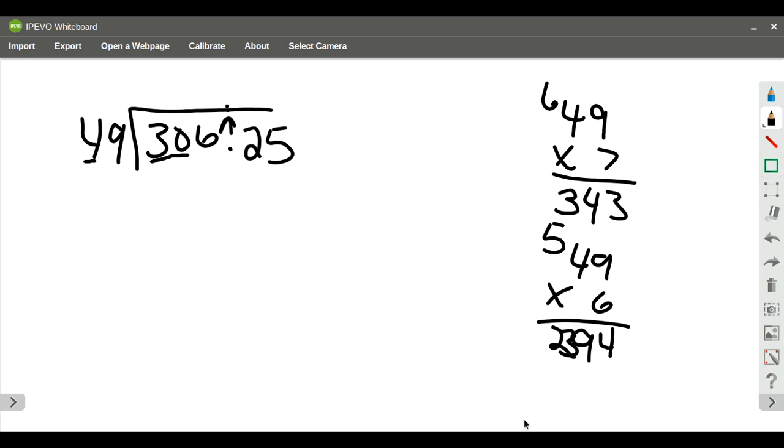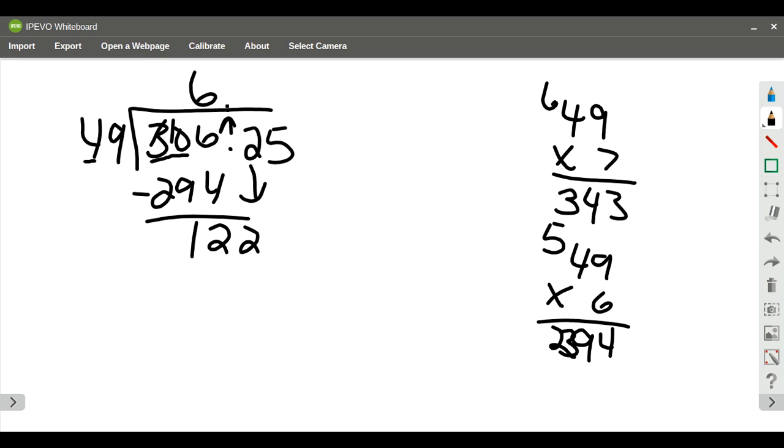So it's going to be 294. So I'm going to put 6 up here. I get 294. I'm going to subtract. And when I subtract, I am left with 2. I regroup. I'm left with 12. So I'm going to go ahead and bring down the 2. And then I look at how many times 49 is going to go into 22.